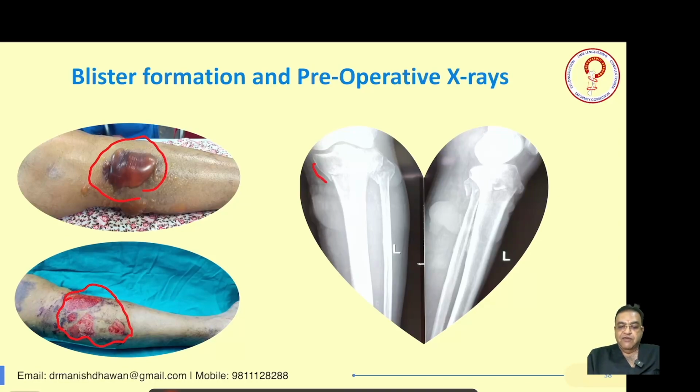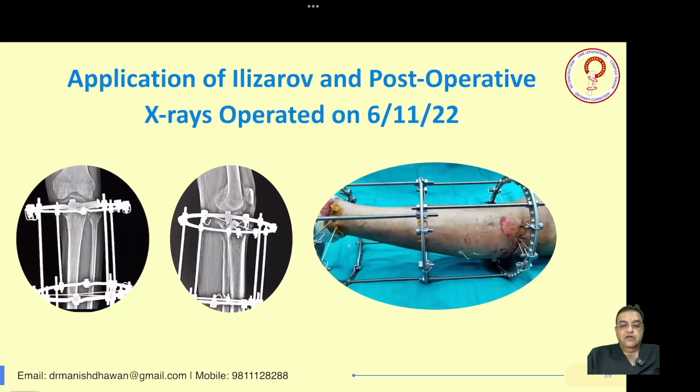So there are multiple fragments. You can see there are many fragments, in AP and laterally. So we have to plan now to fix them. Now the frame was applied, 2 cannulated screws were put in the proximal fragment, and it's a 3-ring frame, and you can see the raw area of the skin.